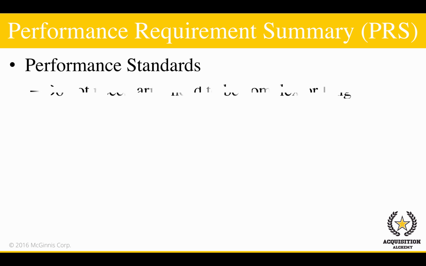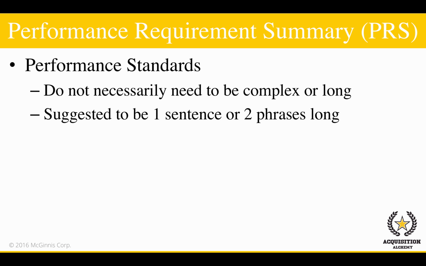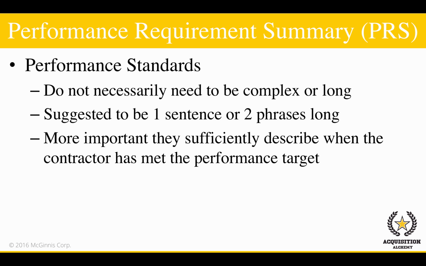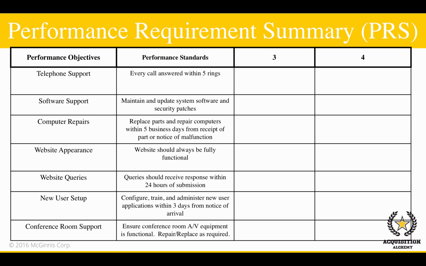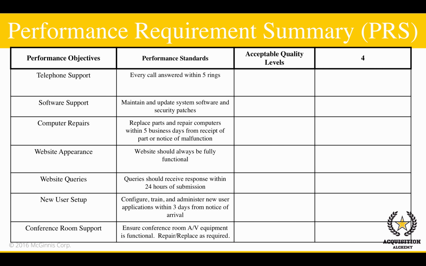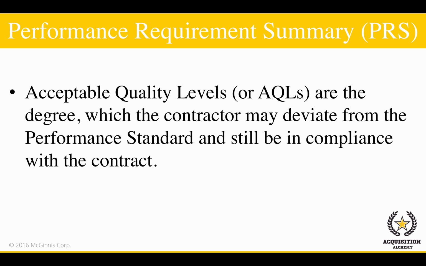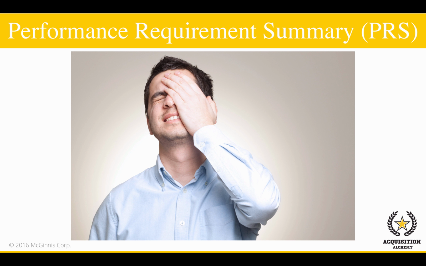Performance standards do not necessarily need to be complex or long. It's generally suggested performance standards be 1 sentence or 2 phrases long, maximum. But it's more important that they sufficiently describe when the contractor has met the performance target. The third column is acceptable quality levels. Acceptable quality levels, or AQLs, are the degree which the contractor may deviate from the performance standard and still be in compliance with the contract. Said another way, how much will you allow the contractor to mess up?